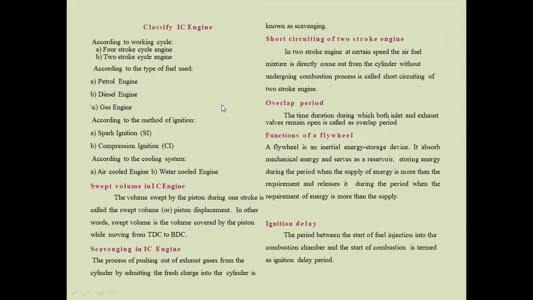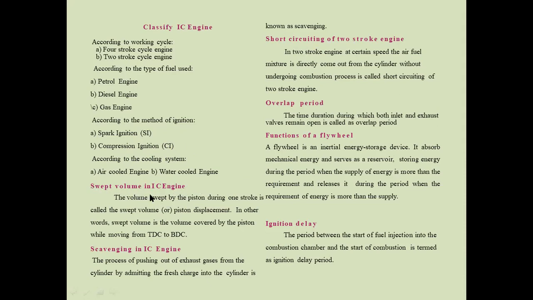Before we discuss the classification of the internal combustion engine, it is according to the working cycle: a 4-stroke cycle engine and a 2-stroke cycle engine. The 4-stroke cycle engine has SI engine operation and CI engine operation. By type of fuel, we have petrol fuel, diesel fuel and gas fuels. By method of ignition, spark ignition is with the help of the spark plug, and compression ignition is with the help of the injector injecting the fuel. After that, by cooling system, we have air cooled engines and water cooled engines.